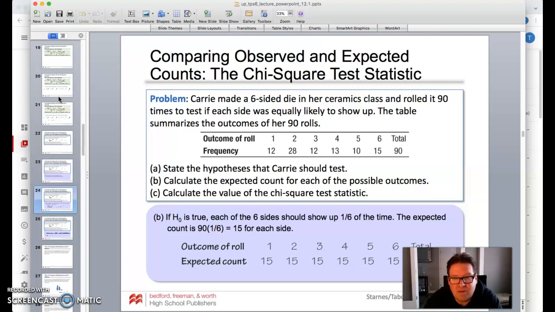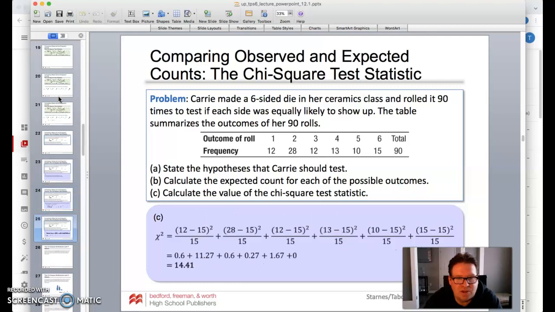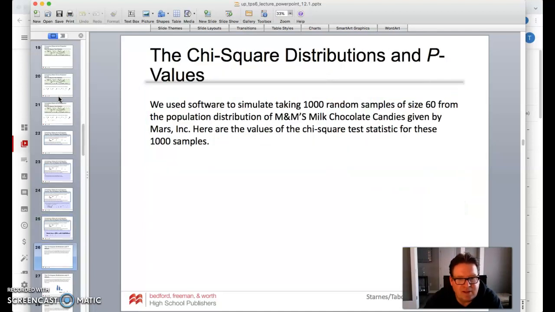If it's all the same, take a sixth of 90, you should have 15 for each side, which is of course different than what she got, which we'll have to see what that means. So we take each number, subtract that 15, square it, divide it by 15, and then add all those up. We get a chi-squared value of 14.41. Okay, so that's the process that we're using there. And again, we can use our calculator to help us out too, and we'll show you that.